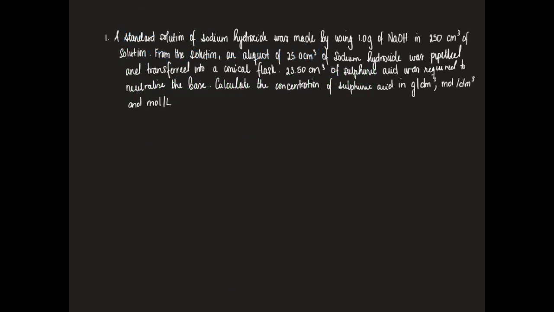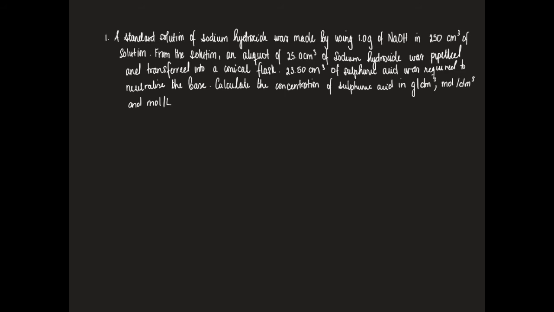Question says, a standard solution of sodium hydroxide was made by using 1 gram of sodium hydroxide in 250 cubic centimeters of solution. From the solution, an aliquot of 25 cubic centimeters of sodium hydroxide was pipetted and transferred into a conical flask.